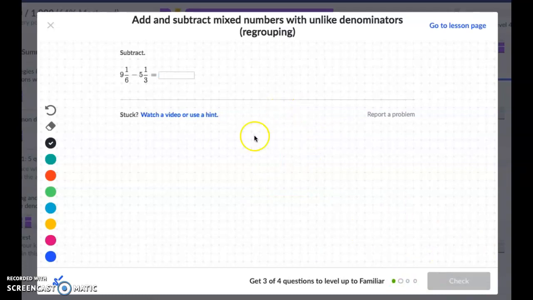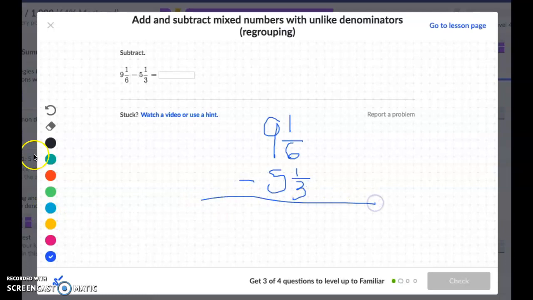Okay, so then let's try this one. 9 and 1/6, take away 5 and 1/3. And again, I'm going to find that common denominator. I'm going to keep my 6. So 3 times 2 is 6. So 1 times 2 is 2. So now I have to do 1/6 take away 2/6.